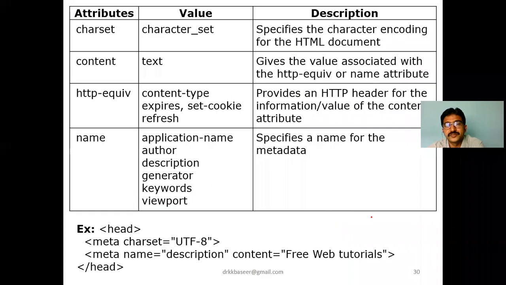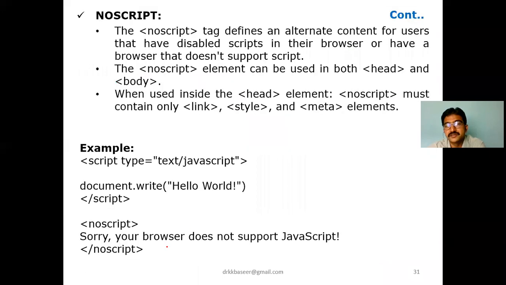So the attributes are charset, where the default is ASCII, or we can use UTF-8, and content is another attribute, along with http-equiv and name. Like this, you can use the UTF-8 character set, or you can use the ASCII character set. These are the values for this.